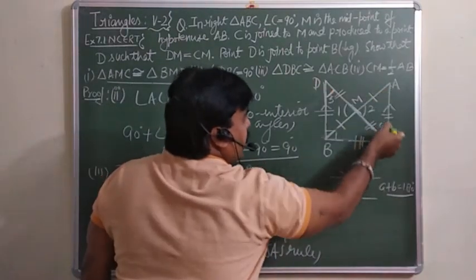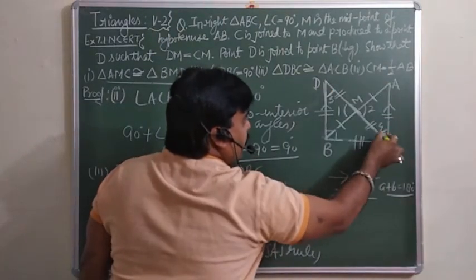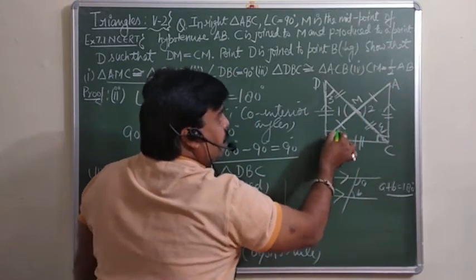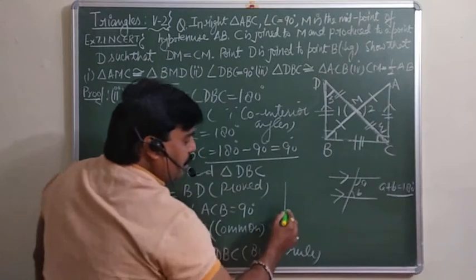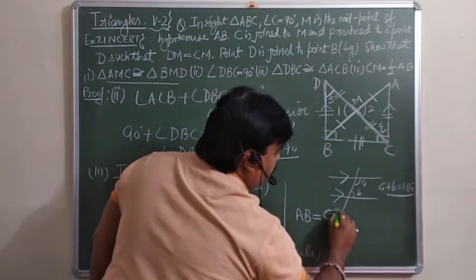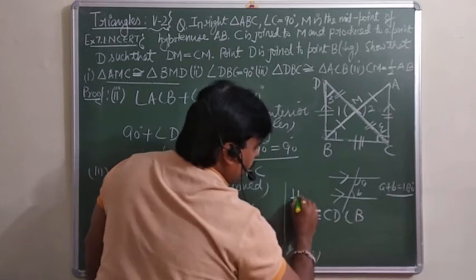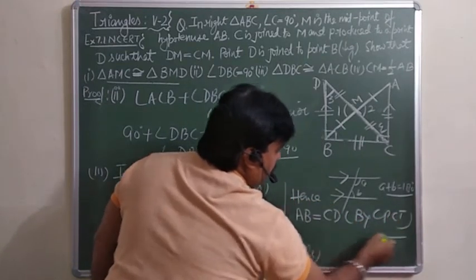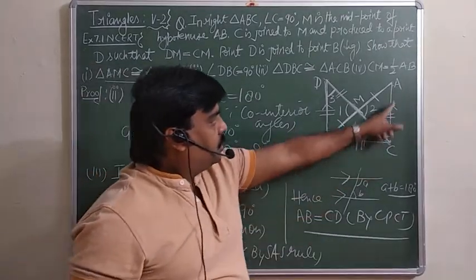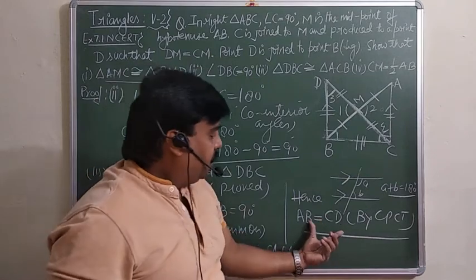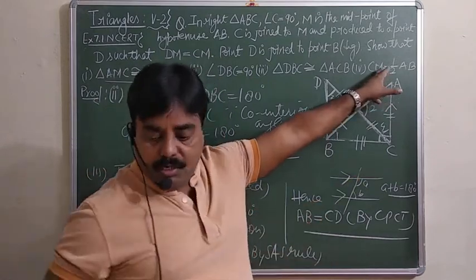It means you can say equal angles have opposite sides equal. This 90 angle, opposite in this triangle ACB, क्या? AB, और इसके 90 का opposite क्या? BD. This CD will be equal. So you can say AB will be equal to CD, and this is by, hence by CPCT. Directly you can write it down. So now you know this AB is equal to CD by CPCT, and this will help you to prove this one. So now look here.